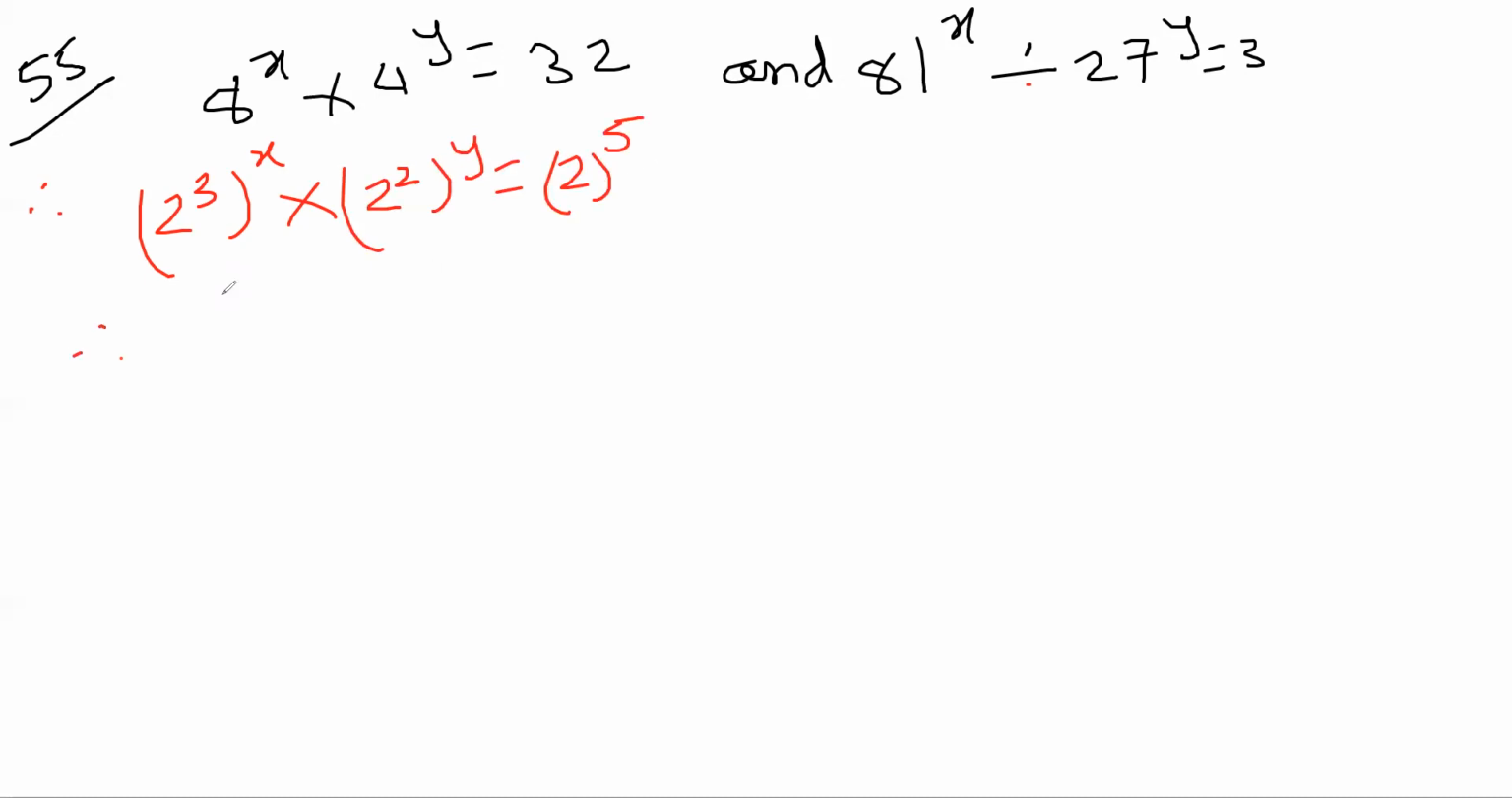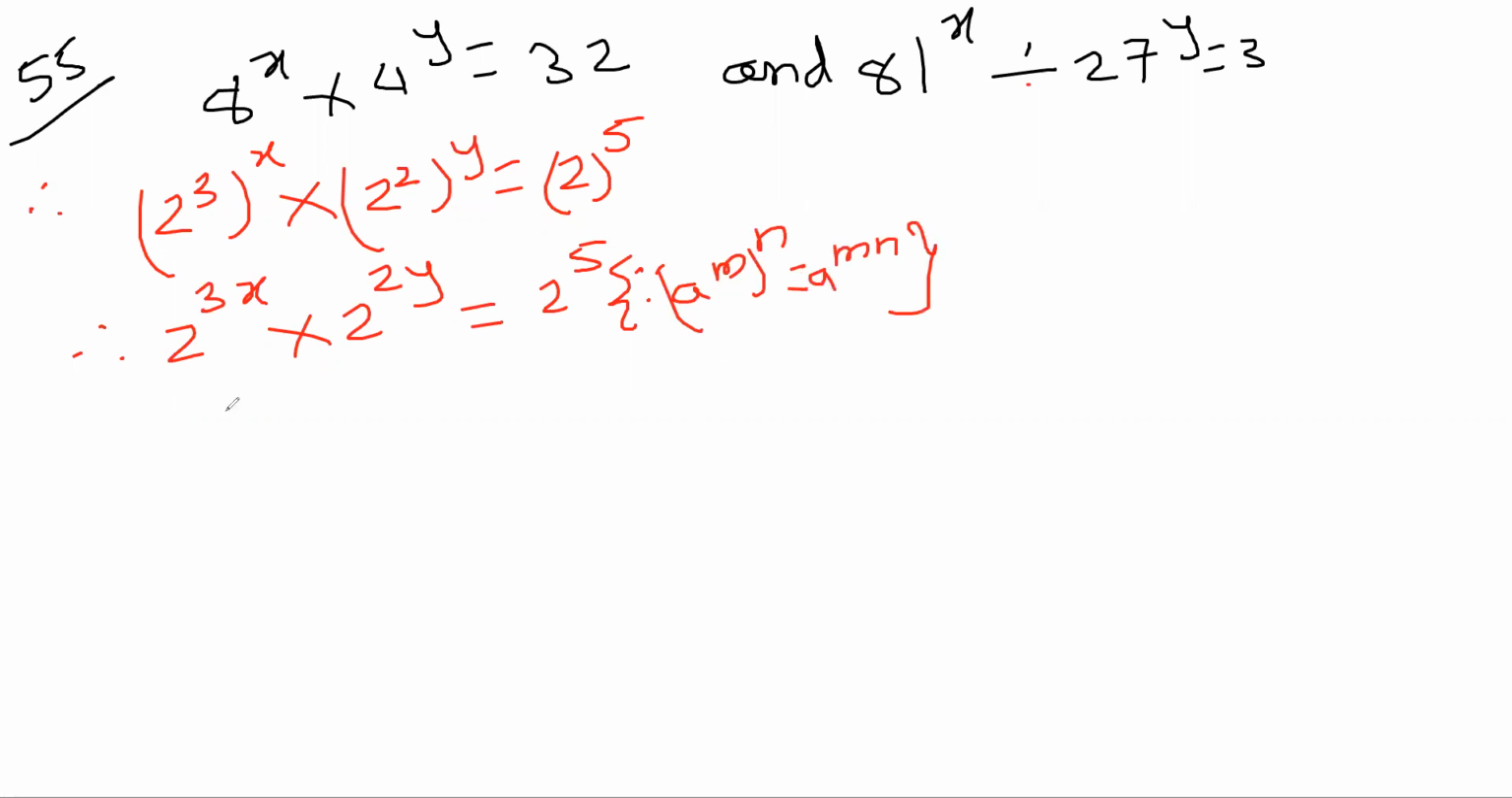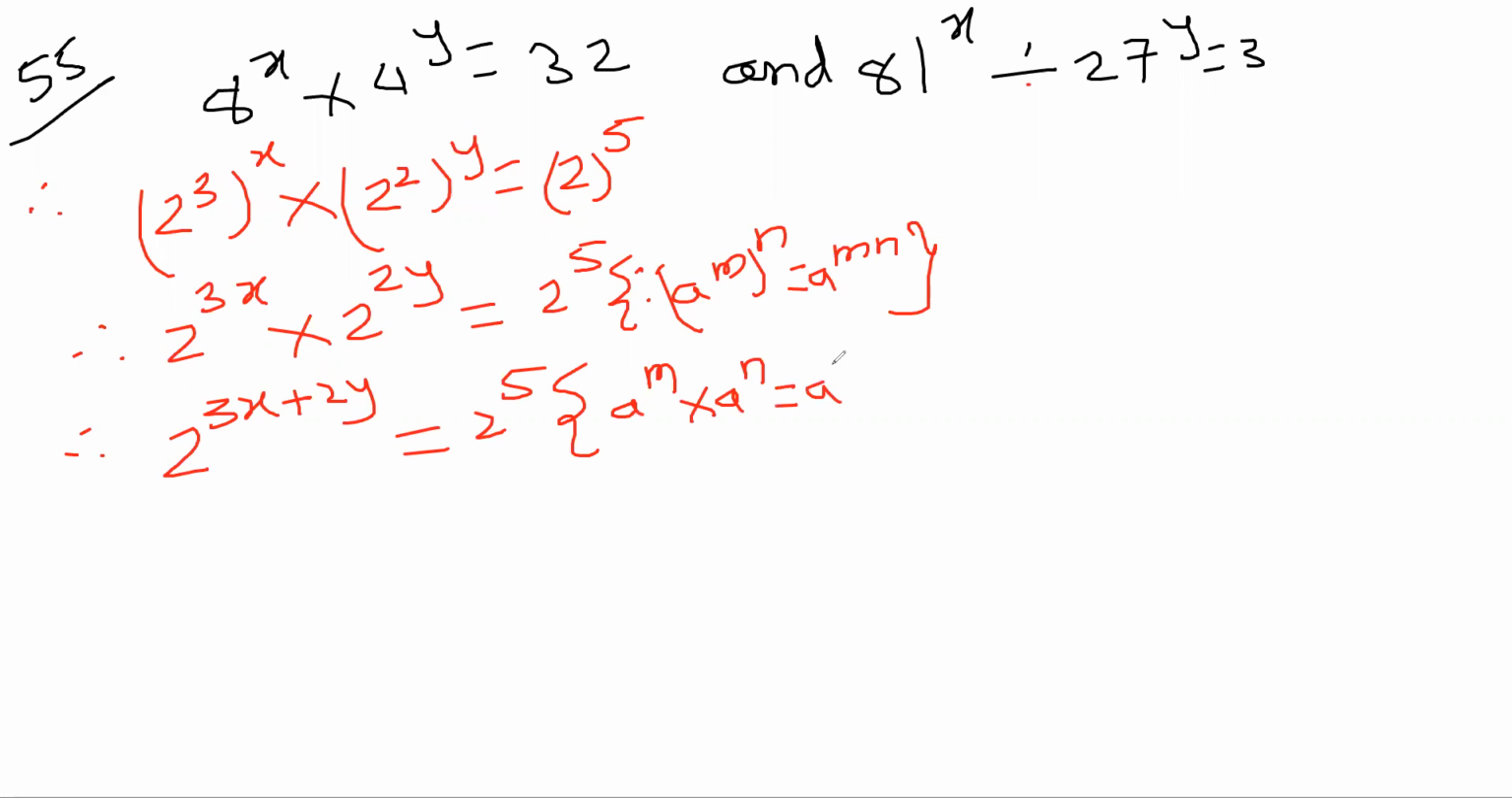So here, using a raised to m raised to n, you get 2 raised to 3x into 2 raised to 2y is equal to 2 raised to 5. The reason you write is a raised to m raised to n is equal to a raised to mn. Therefore, again you have bases same, so you get 2 raised to 3x plus 2y is equal to 2 raised to 5. Why? A raised to m into a raised to n is equal to a raised to m plus n. Therefore, you get one equation: 3x plus 2y is equal to 5.